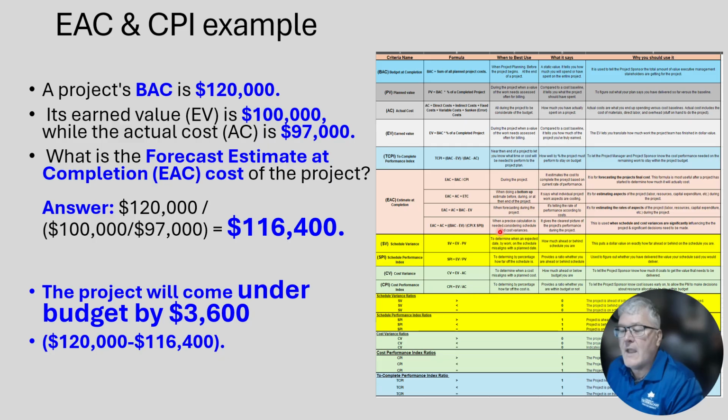So we go down here and notice that one of the formulas is EAC equals BAC divided by your CPI. And our CPI value is your earned value divided by your actual cost. So we have $120,000 divided by $100,000 over $97,000, and that gives us a value of $116,400. We are forecasting that the budget will come in $3,600 under the forecasted $120,000 for the budget.